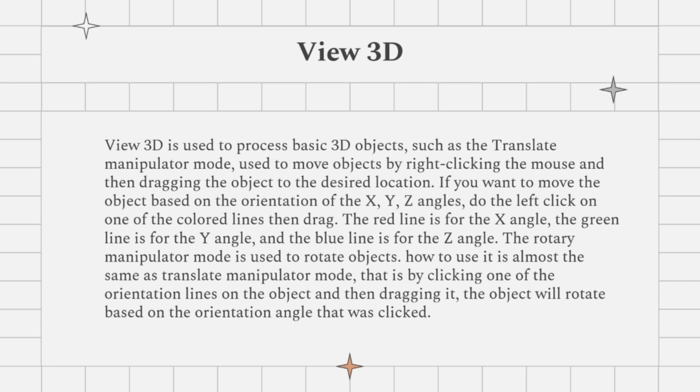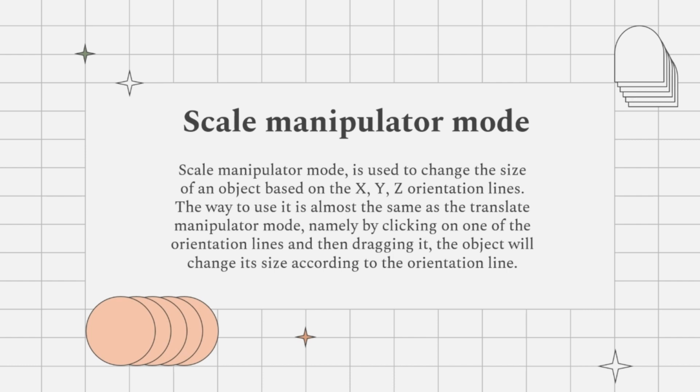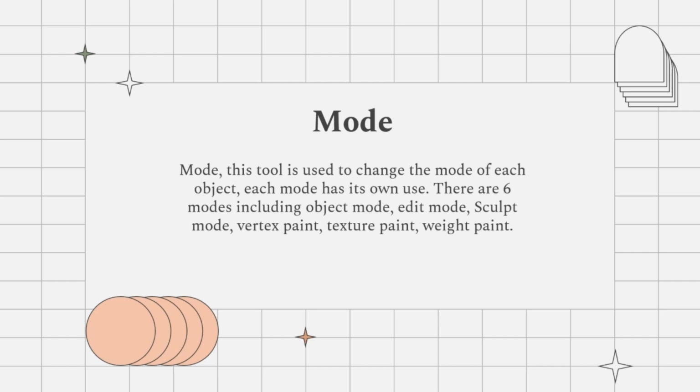The rotary manipulator mode is used to rotate objects. How to use it is almost the same as the translate manipulator mode, that is, by clicking one of the orientation lines on the object and then dragging it, the object will rotate based on the orientation angle that was clicked. Scale manipulator mode is used to change the size of an object based on the X, Y, Z orientation lines. The way to use it is almost the same as the translate manipulator mode, namely by clicking on one of the orientation lines and then dragging it, the object will change its size according to the orientation line.